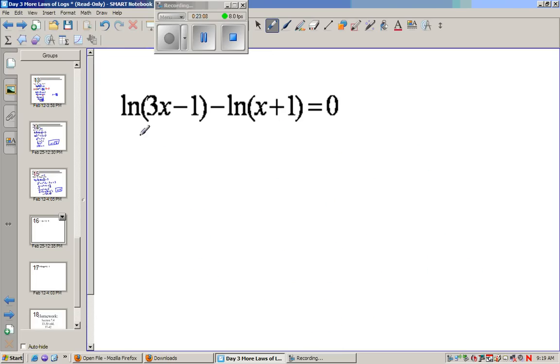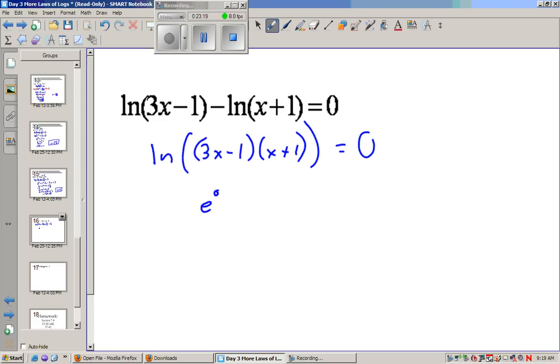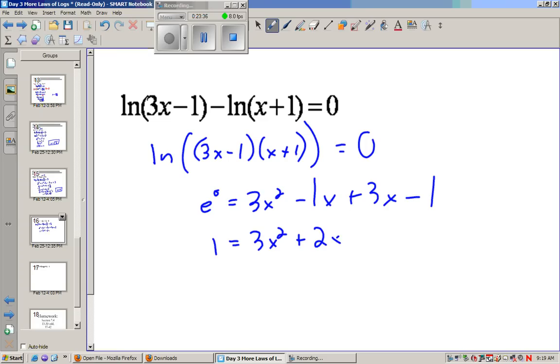Let's do the natural log one. This would be natural log of 3x minus 1 times x plus 1 equals 0. So e to the 0 power is equal to, this would be 3x squared. The insides would be minus 1x. The outsides would be plus 3x. And the last would be minus 1. e to the 0 is 1. 3x squared plus 2x minus 1.